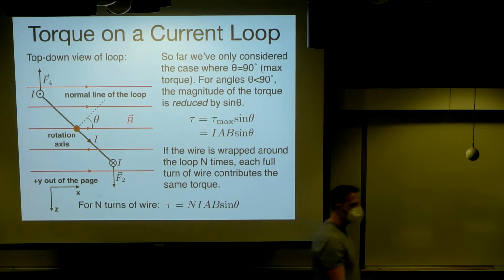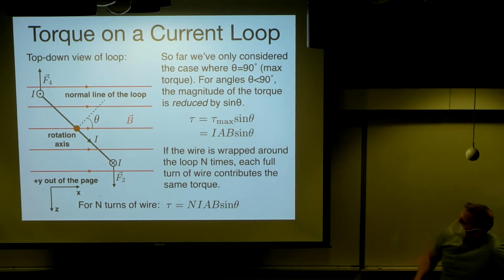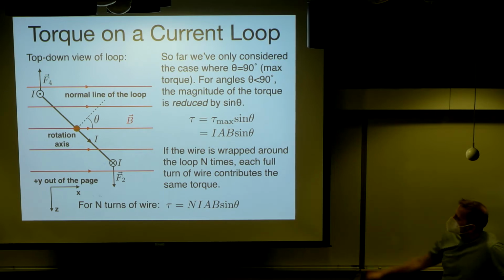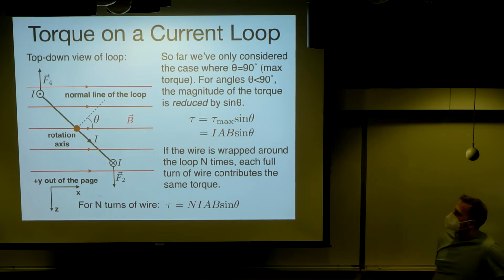So the way we want to think about this is our torque, which we found the maximum of before, is going to get modified by a factor of sine theta. It's going to be reduced by a factor of sine theta. So what we can say is the torque is what we found before, I times A times B. That's the maximum value. If we multiply by sine theta, that's a more general expression.